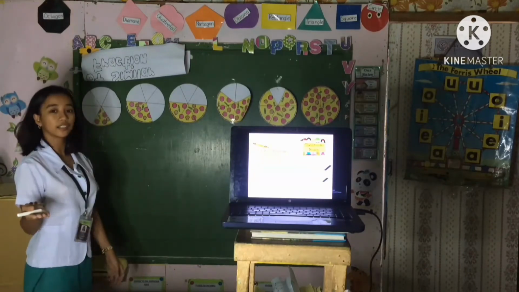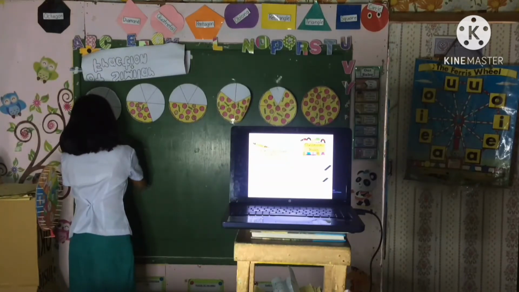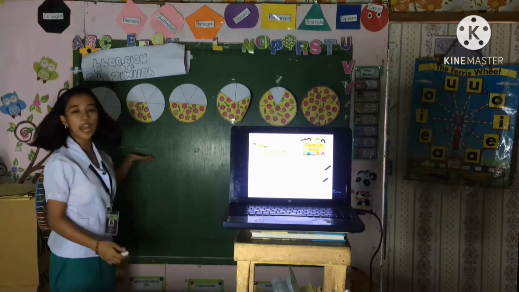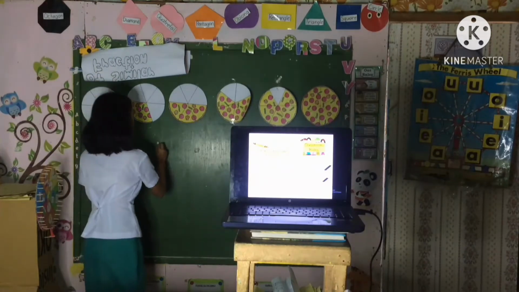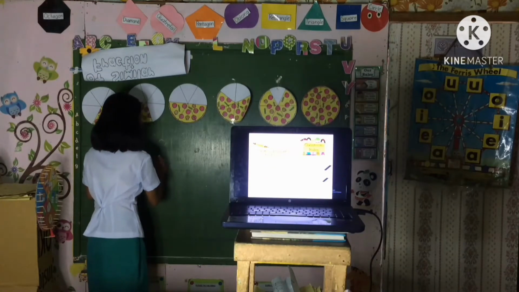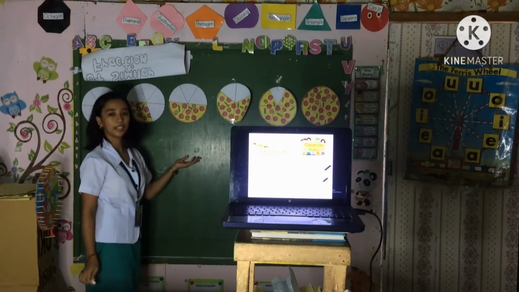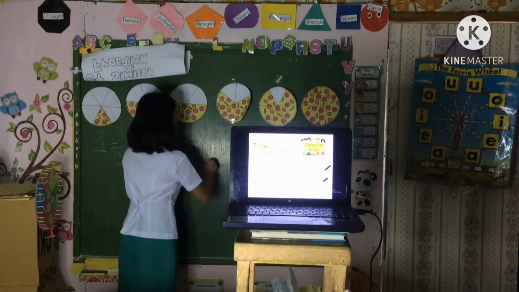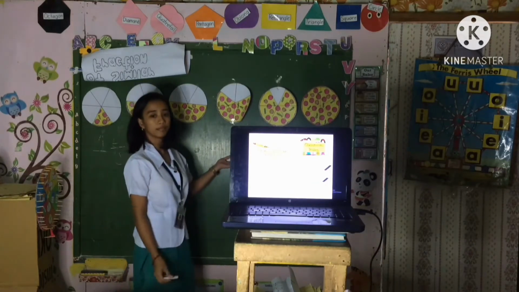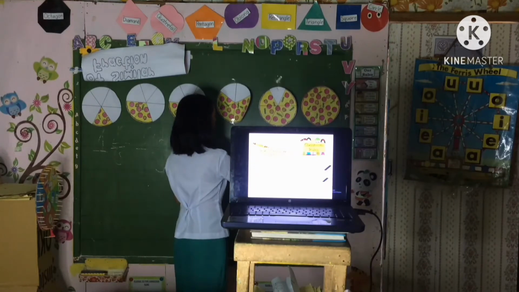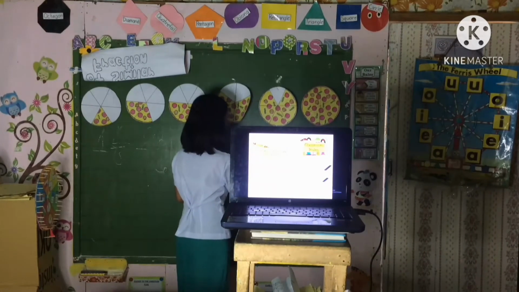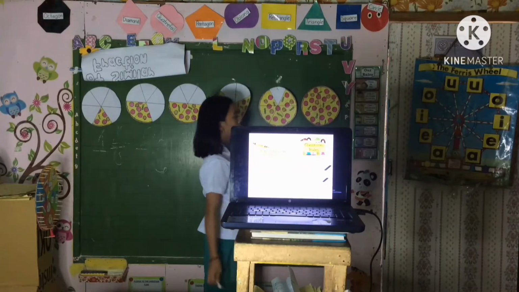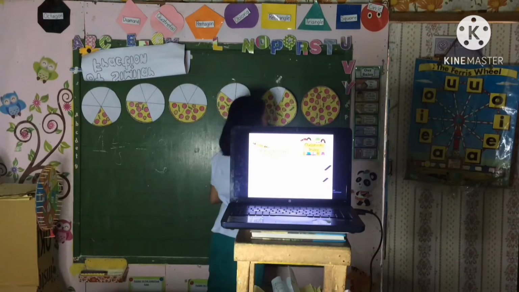What is your answer? Very good. It is 1/6. Number 2, what is your answer? Correct. It is 2/6. And number 3? Excellent. It is 3/6. Next is number 4. Correct. It is 4/6. And number 5, it is 5/6. And number 6 is 6/6 or 1 whole.